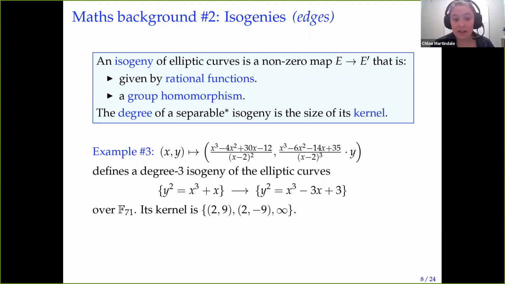And it turns out that the kernel has these 3 points in it, and that is then just an order 3 subgroup of the full elliptic curve. And that means that the isogeny, since it's separable, is a degree 3 isogeny, or sometimes I might write later just 3-isogeny rather than degree 3 isogeny. I think this is my last isogeny example. So if you've got an isogeny question, now's your moment.